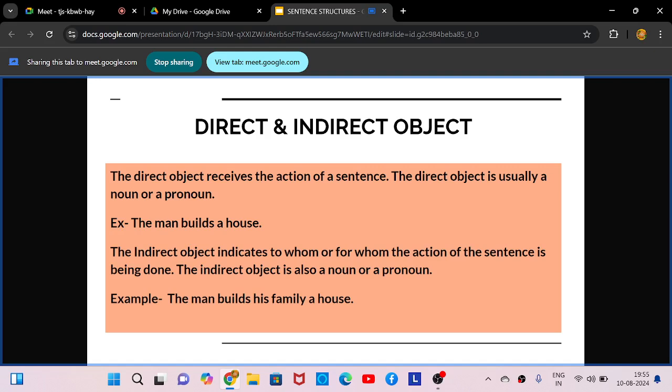Whoever does the action is the subject and whoever receives the action is called the object. So generally direct object is what we commonly write in sentences.